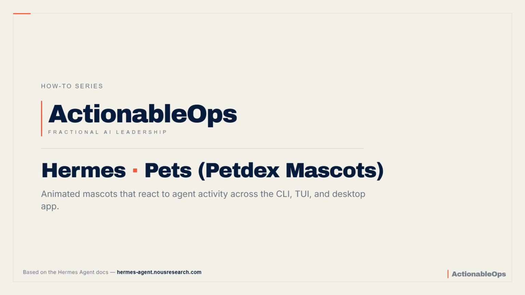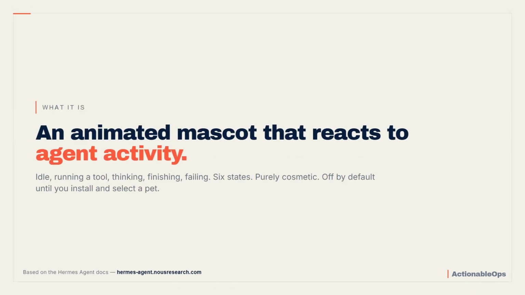From Actionable Ops, here's how to give Hermes an animated desktop mascot that reacts to what the agent is doing across the CLI, TUI, and desktop app. Hermes can show an animated pet, a small mascot sprite that reacts to what the agent is doing: idle, running a tool, thinking, finishing a turn, or failing.